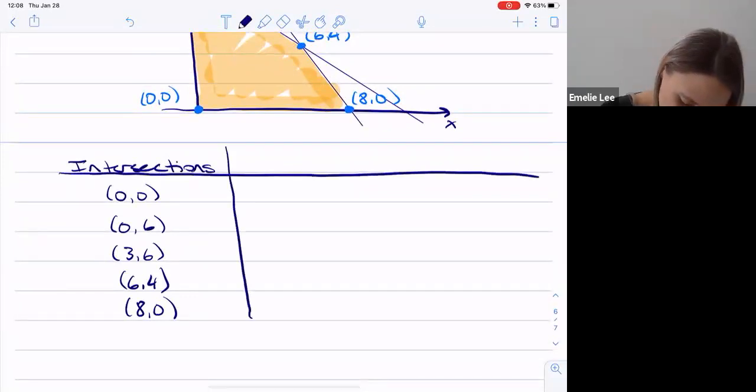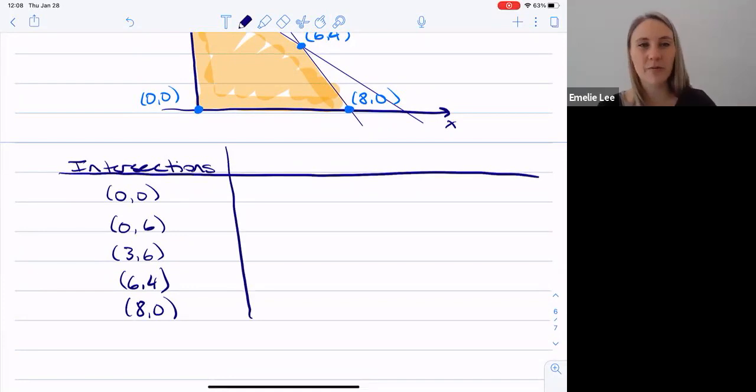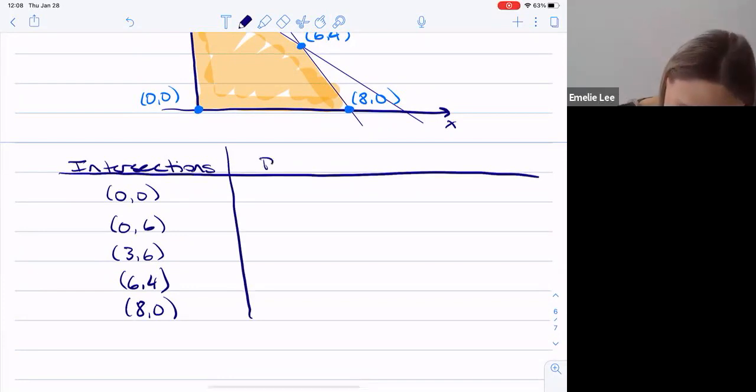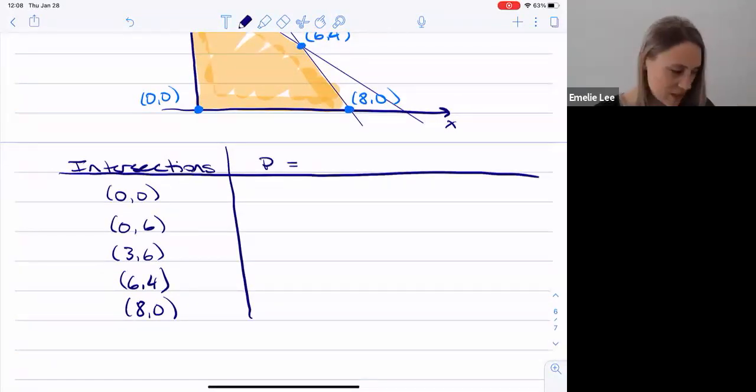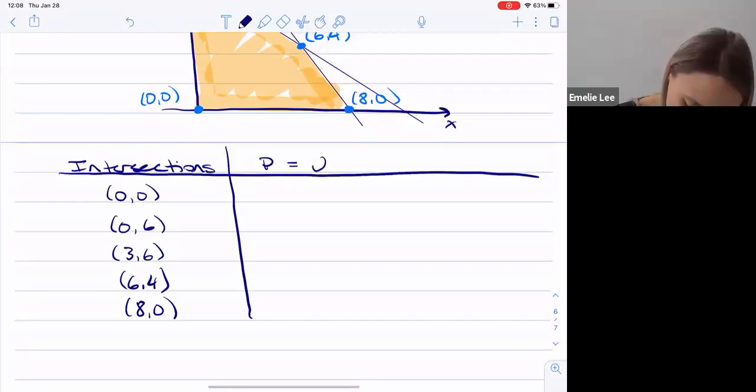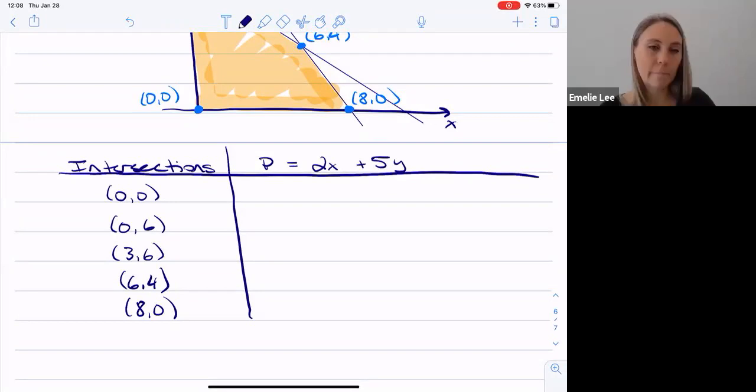It is not until now that we introduce the profit function. Right now, we use this to optimize our profit function, which was 2x plus 5y. So same idea here. Now I go through and I plug in my xy coordinates into this x and this y here, and I find the largest p.